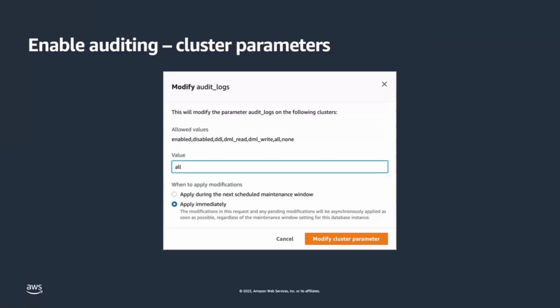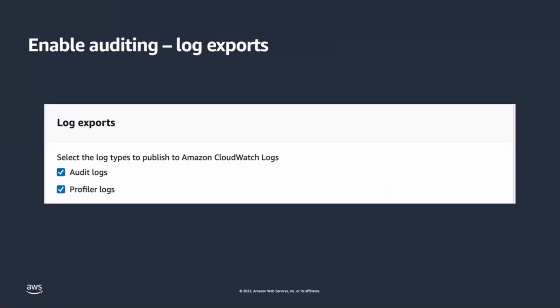So DDL is going to be database management operations, operations dealing with connections, user management, authorization. DML read, those are all read operations. DML write, those are all write operations. All is DDL, DML read, and DML write, and none is none. So you've set the parameter to log the events that you're interested in. The last thing you're going to do is enable the export of the audit logs at the cluster level.